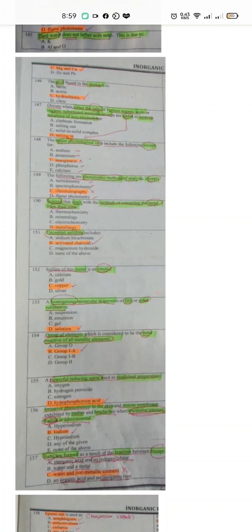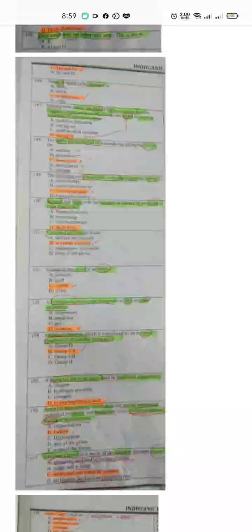Number 147 occurs when either the salts of various organic acids or organic substituted ammonium salts are added to an aqueous solution of a non-electrolyte. It would result in salting in. So, salts of various organic acids or ammonium salts plus an aqueous solution of non-electrolytes, the result is salting in.